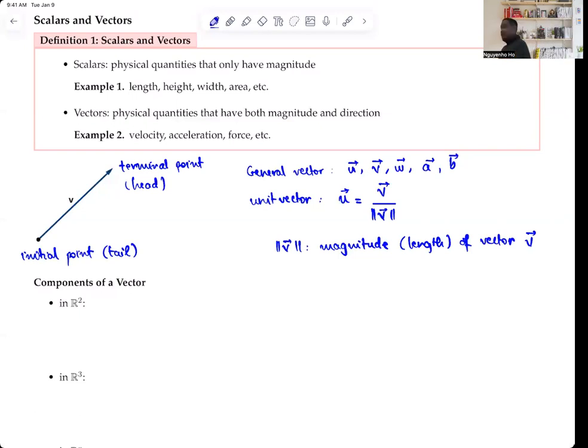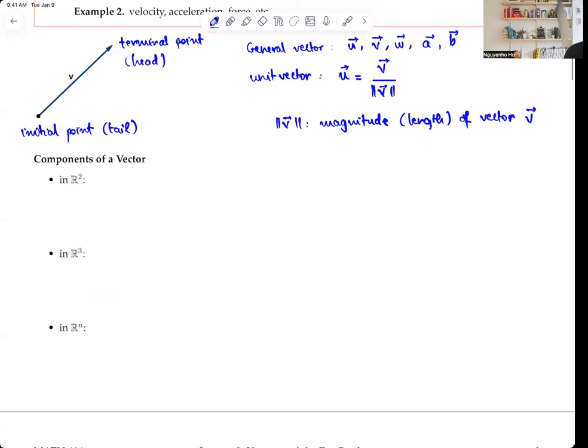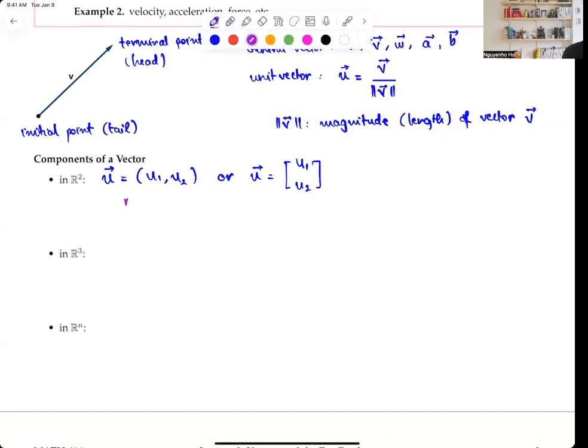So let's move on to the components of a vector. We're talking about 2-dimensional, 3-dimensional, or n-dimensional vectors. In 2 dimensions, you have vector U equal to (U1, U2). Or you can write it like this, U1, U2 stacked. The first is called the row vector, and this is called the column vector.